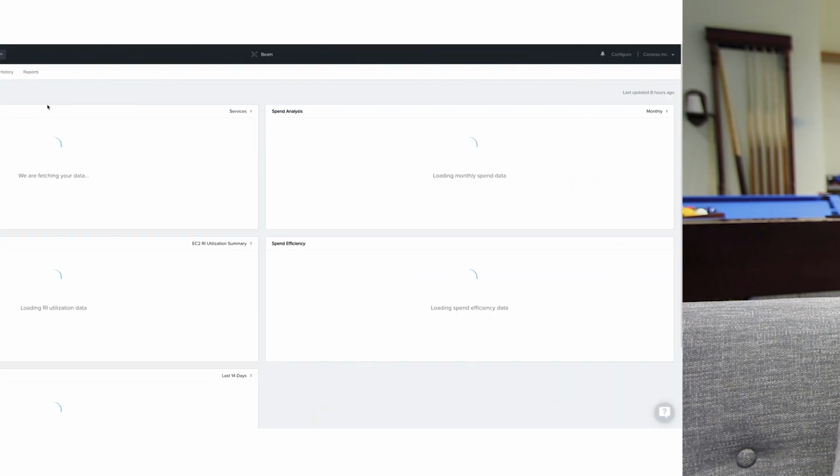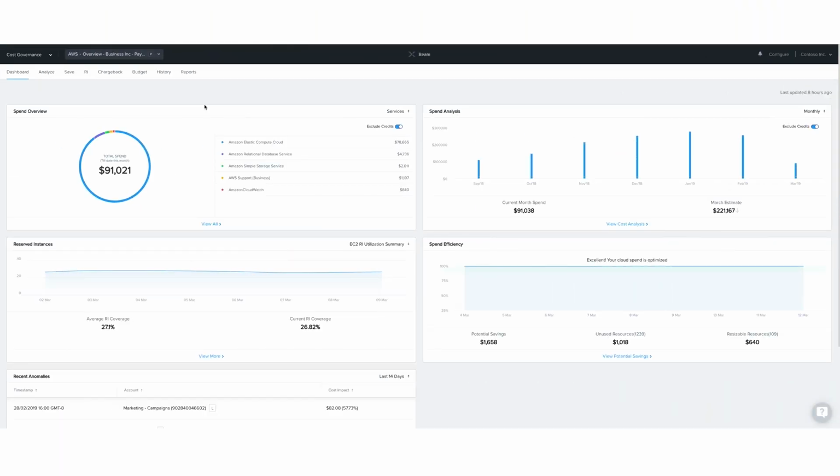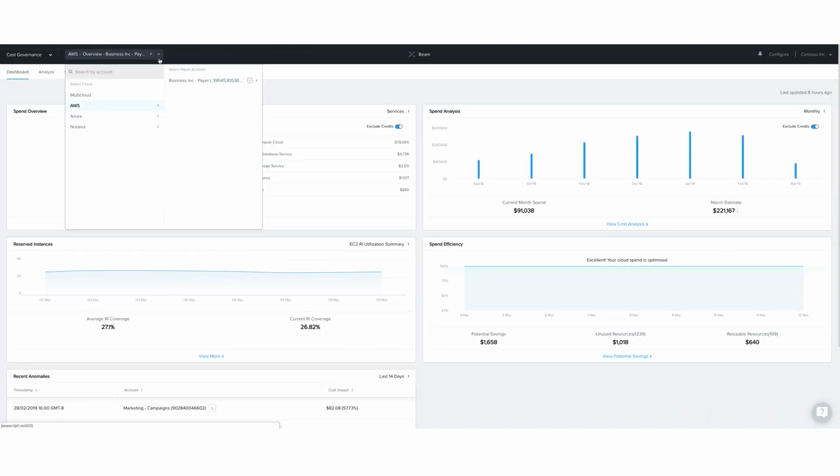And we do this because there are some workloads that are more cost efficient in private cloud, and there are some workloads that are more cost efficient in the public cloud. That's where Beam can be really helpful and really hone in the budgeting for all of your cloud infrastructure that you're running at your company.